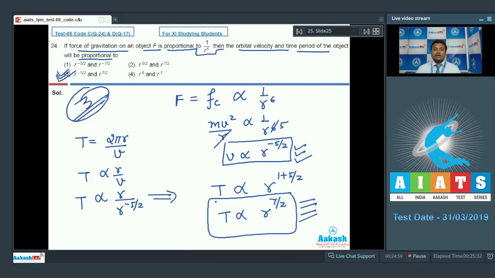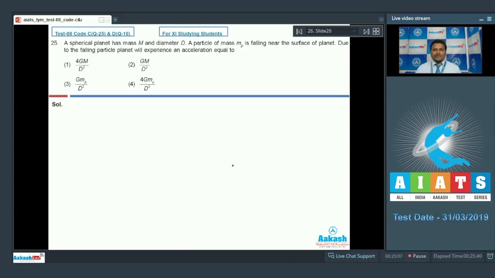Now let us proceed to the next question, that is 25 number. Here is question number 25, everyone. A spherical planet has mass capital M and diameter capital D. A particle of mass MP is falling near the surface of planet. Due to the falling particle, the planet will experience an acceleration equal to what?